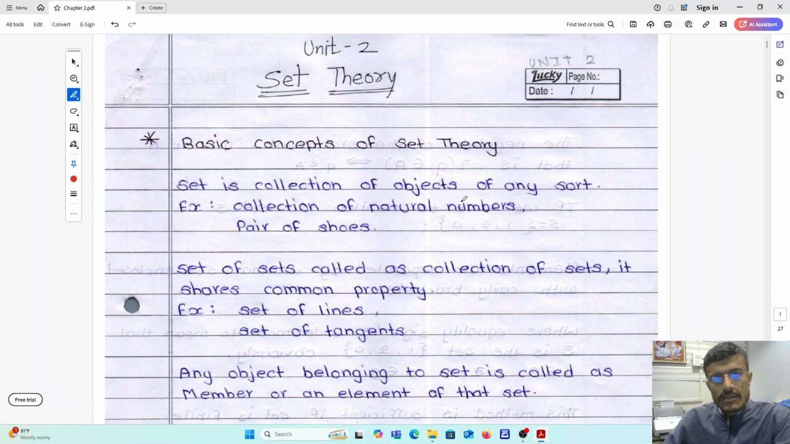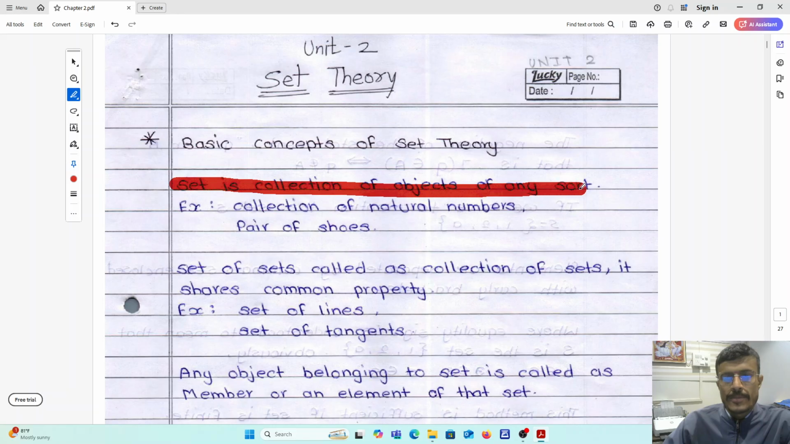Good evening, friends. Today we are going to discuss unit number 2, which is set theory. So basically, what is meant by set? A set is a collection of objects of any sort. For example, maybe the collection of natural numbers, maybe a pair of shoes.